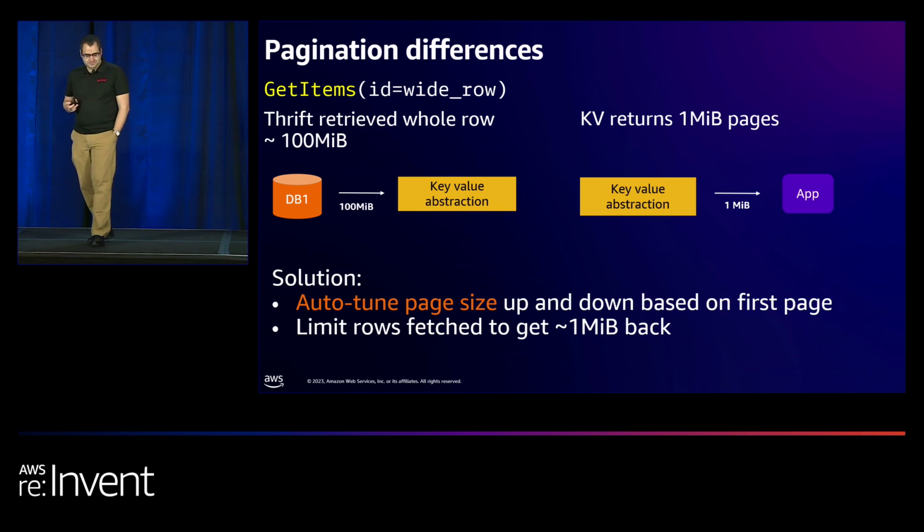What was the solution? Well, again, we control that gateway. We control this behavior. So we can detect that we have these large partitions, and then we can dynamically scale down the amount of data that we're asking for in subsequent pages. We call that auto-tuning page size, up and down based on the first page. And we're doing that to try to limit the rows fetched to get about 1 megabyte. So yes, maybe we do that 100 megabytes of work on the first page, but we don't do it 99 more times. And this fix was enough to bring the latencies back in check and unblock this particular application from migrating.